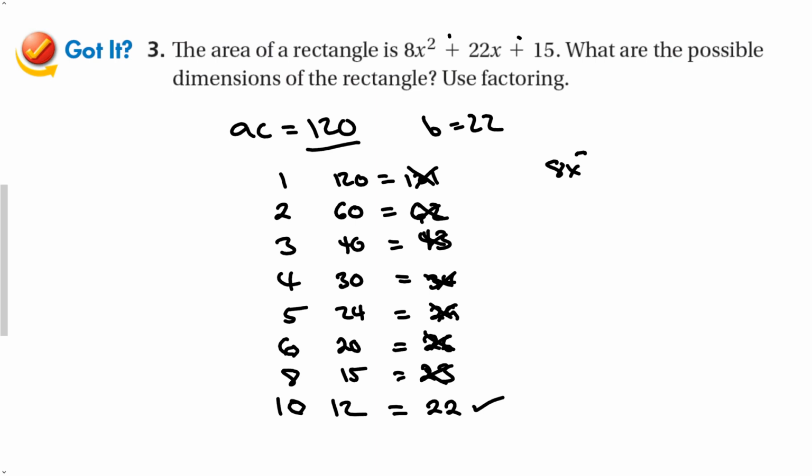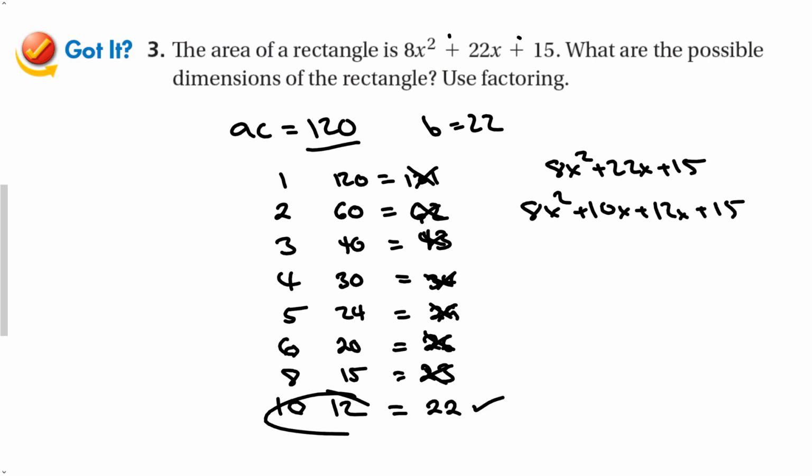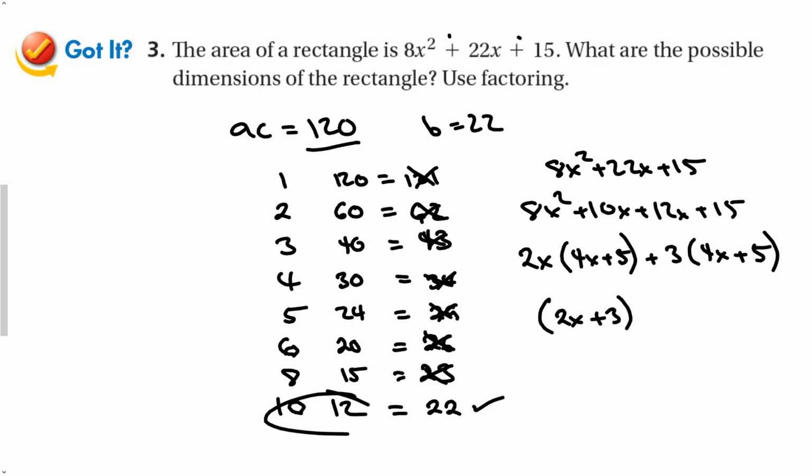Okay, so 8x squared plus 22x plus 15. Remember, all that was just to get the things that are going to give me the factored answer. So now I have to actually do the factoring using 10 and 12. Okay, so I'm going to break 22 up into 10x plus 12x plus 15. 8 and 10 have a 2 in common, so that's 2x, 4x plus 5. 12 and 15 both have a 3 in common, so that's 4x plus 5 as well. That's good. They match. So my answer is 2x plus 3, 4x plus 5. And those would be the possible dimensions of the rectangle.